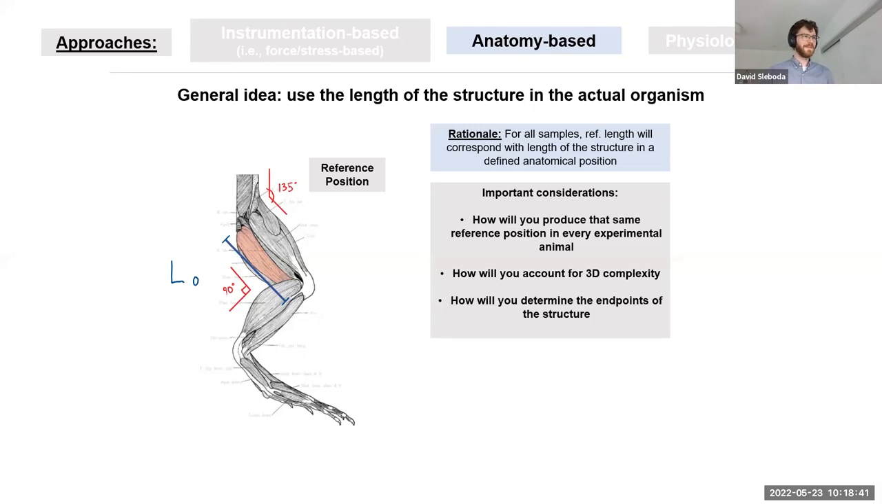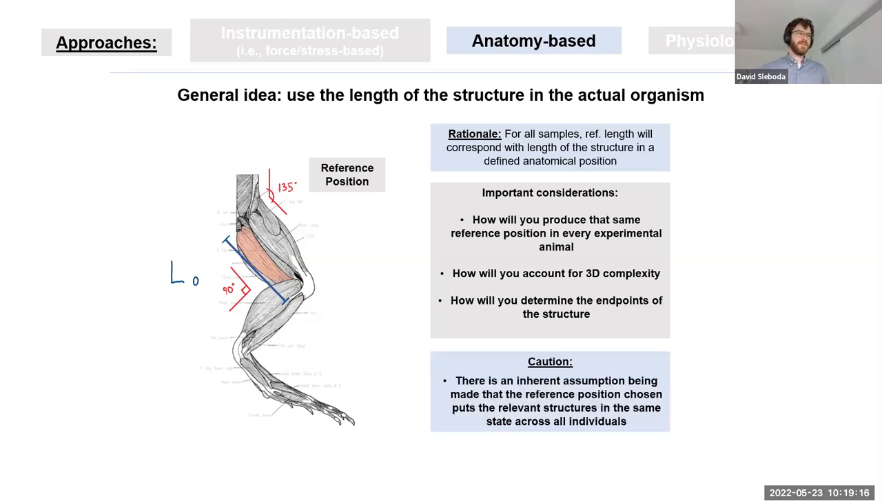And finally, something that seems kind of obvious, but is very tricky, is you'd want to really establish how you're going to define the endpoints of the structure. How are you going to define where you mark your origin and your insertion for the sample? Biological materials often merge into other structures or have complex attachments. And so you might want to do some dissections and really establish how you're going to define the endpoints of your structure so that you can be consistent from sample to sample.